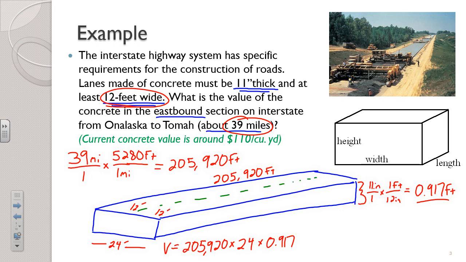And again, the key there is that we're putting it all in the same units: 24 feet wide, 205,920 feet long, and 0.917 feet. Whenever we use a geometric formula, all the units have to be in the same unit of measure. So if we multiply that, we get about, and I mean about, because if you round off those feet a little bit differently, you're going to get a little bit different value, but about 4,531,890 cubic feet of concrete. That's a lot of concrete.